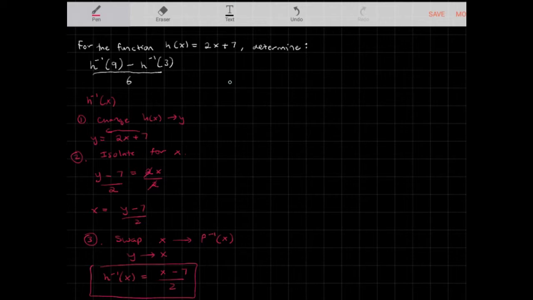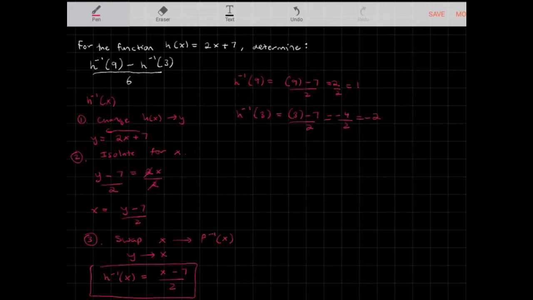Then I want to figure out what is h inverse of 9. Okay, so h inverse of 9 is basically me plugging 9 into the expression, so you get 9 minus 7 over 2, which is 2 over 2, which is 1. And then we're going to do h inverse of 3, which is 3 minus 7 over 2, which is negative 4 over 2, which is negative 2.